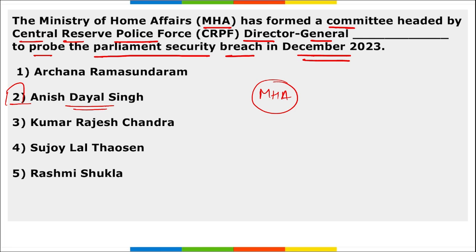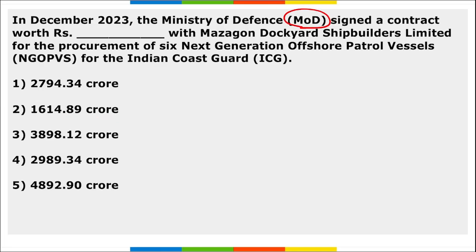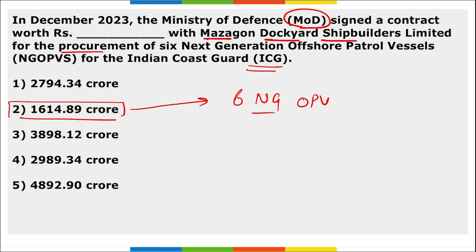Next. And why was this? This was because of the security breach that took place in Parliament, where gas bombs were also thrown. Next, the Ministry of Defence signed a contract worth a certain amount with Goa Shipyard... Madgaon Dock Shipbuilders Limited for the procurement of six next generation offshore patrol vessels for the Indian Coast Guard. So how much was this contract worth? It was worth 1614.89 crore rupees, for the procurement of the 6 next generation offshore patrol vessels for the Indian Coast Guard.